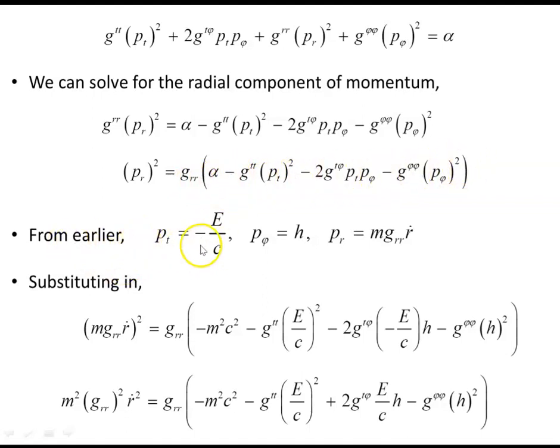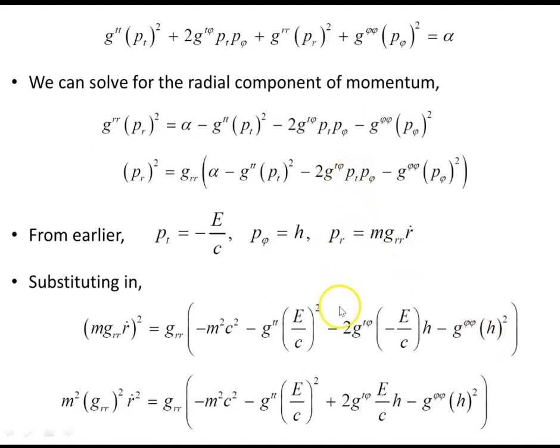Now, from the first video, pt, the covariant t index, a lowered index, is minus E on c, p phi is H, and pr is m grr r dot. We'll substitute all of that information in. Where pt is, we'll put minus E on c. Where p phi is, we'll put H. We found those in the first video. Where pr is, we put in m grr r dot, all squared, is equal to grr times all of that.